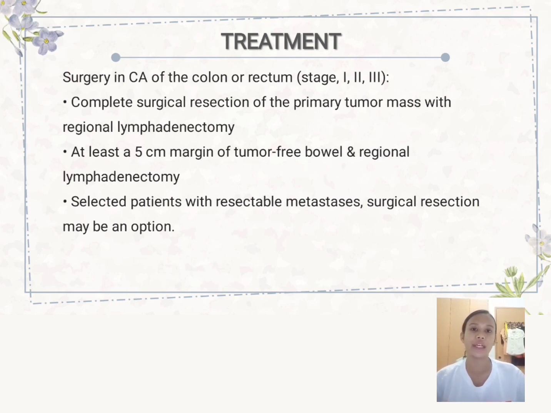Surgery for cancer of the colon or rectum is recommended for patients with stage 0, 1, 2, and 3 cancer. So these are the stages where cancer has not yet spread to other organs or has not metastasized yet. Complete surgical resection of the primary tumor mass with regional lymphadenectomy is one of the procedures to be done, with at least a 5 cm margin of tumor-free bowel. For selected patients with resectable metastasis, surgical resection may be an option.